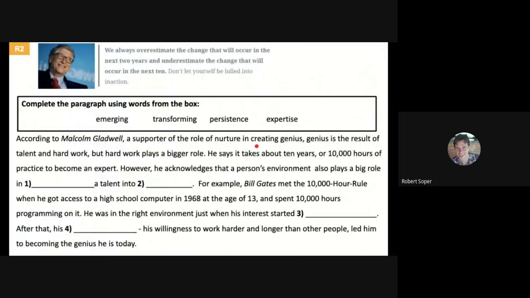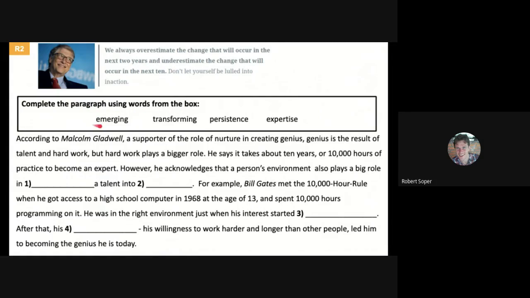Okay, so here we have another gap fill. We've been given 4 of these words: emerging, transforming, persistence, and expertise. And it's asking us to complete the paragraph using the words from the box.